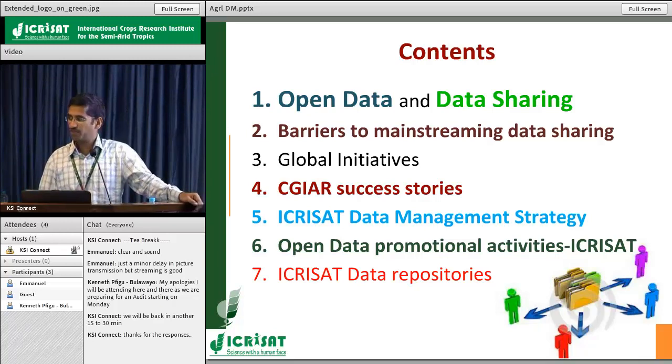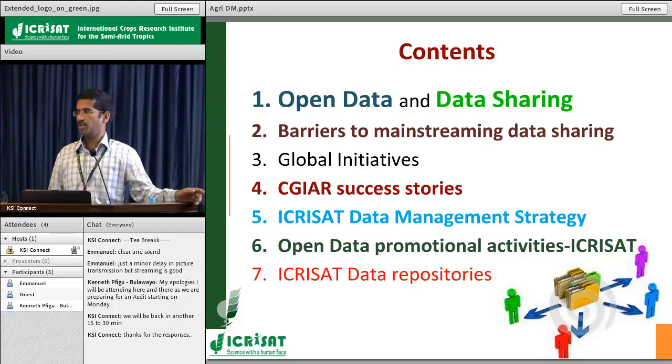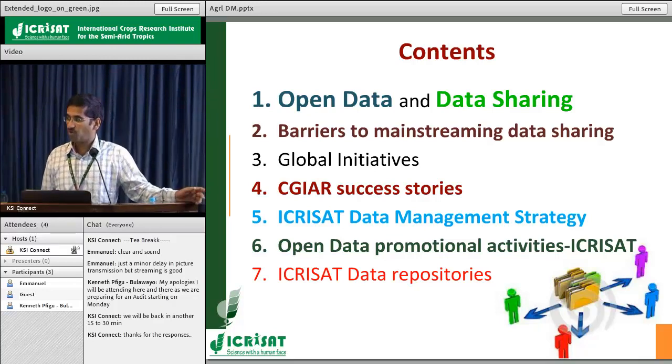And after that, we come to ICRISAT data management: how we are handling, and how effectively we are handling, the research data produced at ICRISAT research projects, what open data promotional activities we are doing at ICRISAT, and what data repositories we are maintaining at ICRISAT.